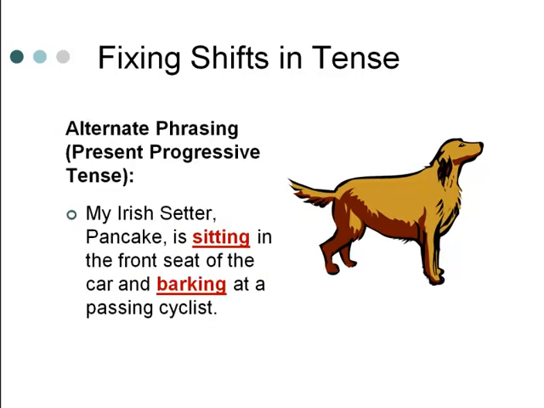Here's alternate phrasing in the present progressive tense. My Irish setter, Pancake, is sitting in the front seat of the car and barking at a passing cyclist. So that sounds like you're on a phone conversation and you're saying, guess what my dog is doing? My dog is sitting right here in the front seat barking at somebody passing by on a bicycle. Okay? So this is present progressive, meaning that both of the verbs have the ing suffix. So the feel of this verb tense is as if there is action happening right now.